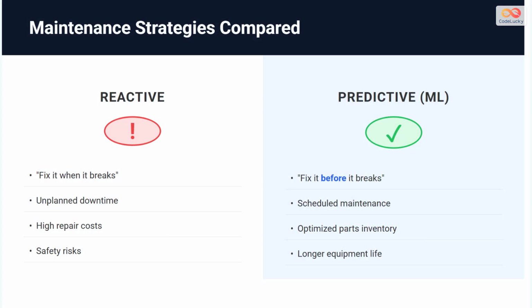In the industrial world, there are two main ways to handle equipment maintenance. The old way is reactive. You wait for a machine to break, then you fix it. This is costly and dangerous. The new way, powered by machine learning, is predictive. This means fixing equipment before it ever breaks, based on data-driven insights.